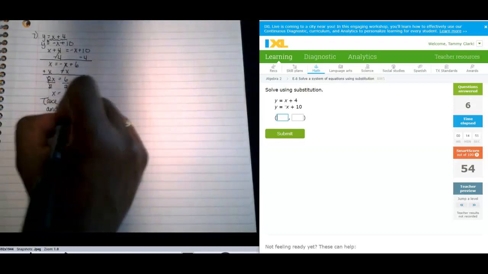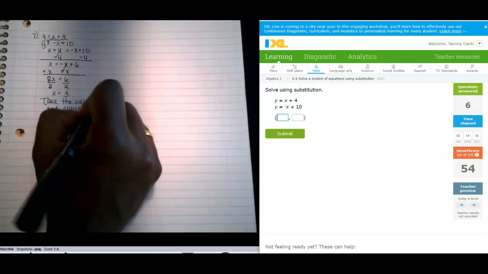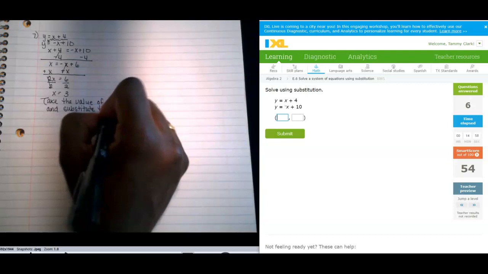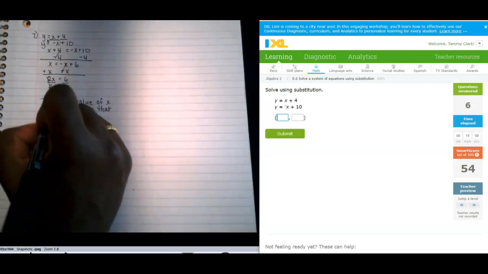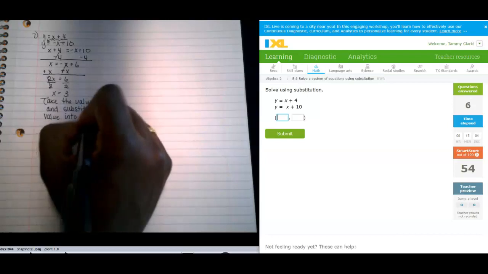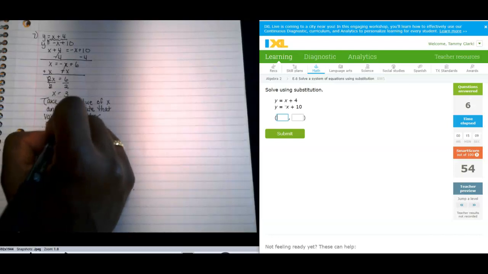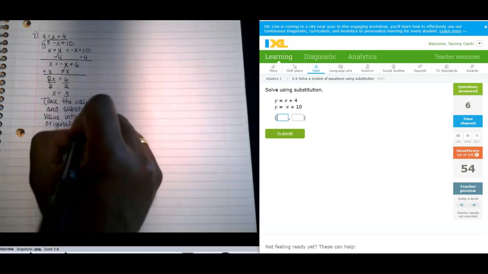and substitute that value into either original equation.